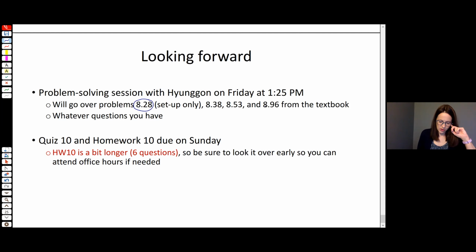And then just a little note, the homework is a little bit longer. It's 6 questions instead of 5. Sometimes there's 5, sometimes 6. And also these questions tend to be a little long, right? They're sort of conceptually straightforward, but they can take a while to calculate through. So just plan ahead, take a look, make sure you don't need to go to office hours tomorrow or Friday morning. If you do, go ahead and hop on office hours or on Hyung-gun's lecture on Friday.